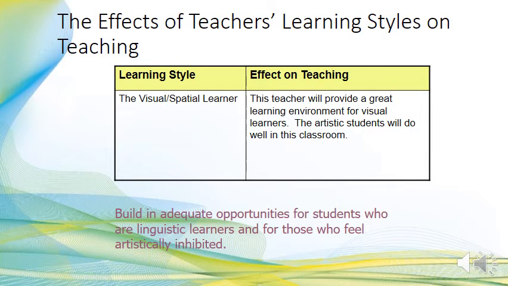By using the visual or the spatial learner learning style, the teacher would provide great learning environment for visual learners. The artistic students will do well in this classroom. It is important here to build in an adequate opportunity for students who are linguistic learners and for those who feel artistically inhibited.